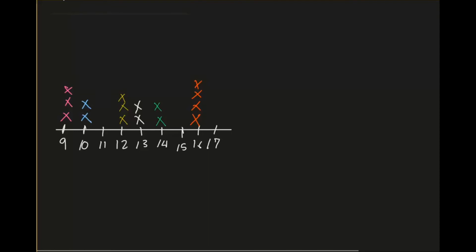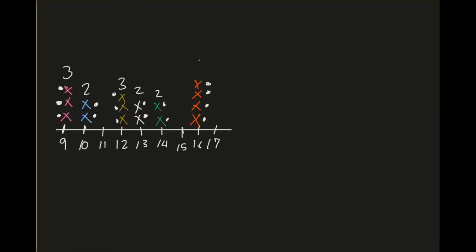So let's start off. So let's count each of them. So here on 9 we have 1, 2, 3. Then on 10 we have 1 and 2. So let's write it right here, 3, 2, and then on the 12 we have 1, 2, 3. So let's write 3 up there, and then on 13 we have 1 and 2, so we're going to write 2 there. On 14 we also have 1 and 2, so 2 there. And then on 16 we have 1, 2, 3, and 4. So 16 obviously has the most x's. So 16 is the number with the most x's.